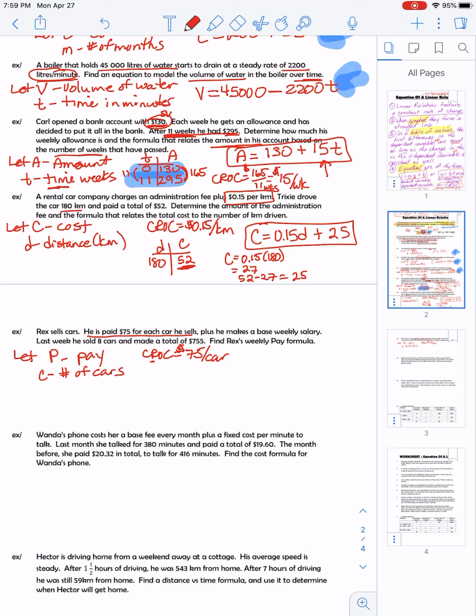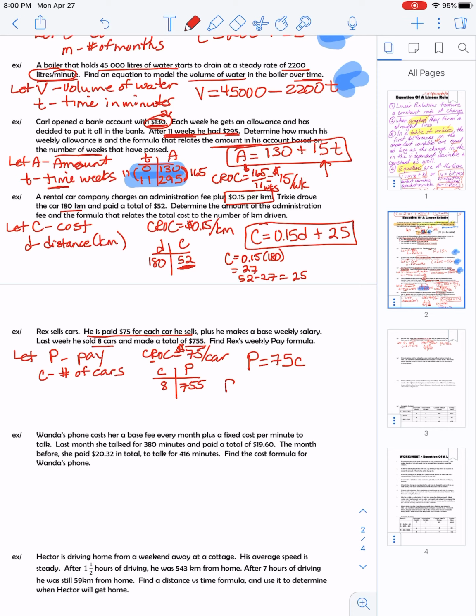Okay, so this is like the last question because it says last week he sold 8 cars and made $755. So if I tried to go to the table of values route, we got how many cars he sold, what his pay is going to be. If he sold 8 cars, his pay is $755, but I have no other information to put into this formula. But I do know that he is paid $75 per car.